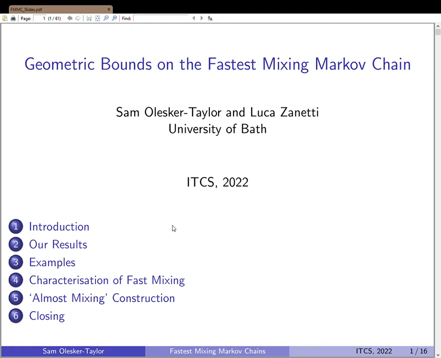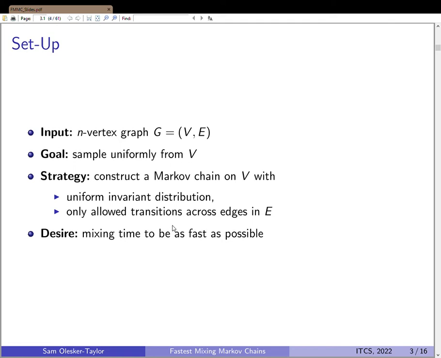So I'm going to talk about some work I've done with Luca Zanetti on the fastest mixing Markov chain problem. Okay, so what is this question? We're given a graph G, and our goal is to sample uniformly from its vertex set V. And we are allowed to do this via a Markov chain, but the Markov chain is only allowed to make transitions across edges in the edge set E of the graph.